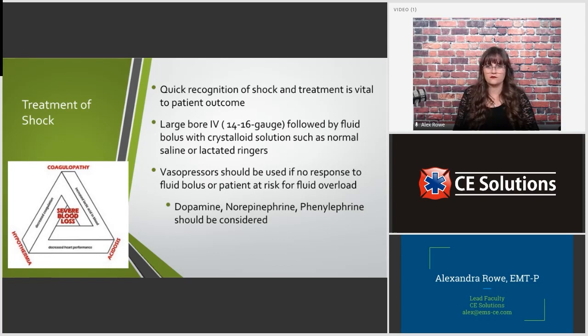And then if you're a BLS provider, the main thing is to either get them to a center with neurology or call for ALS intervention to assist you with these patients, depending on your transport times.